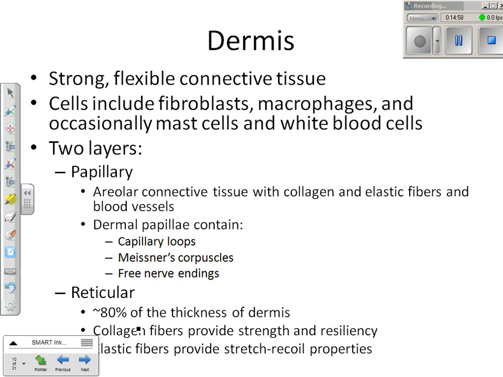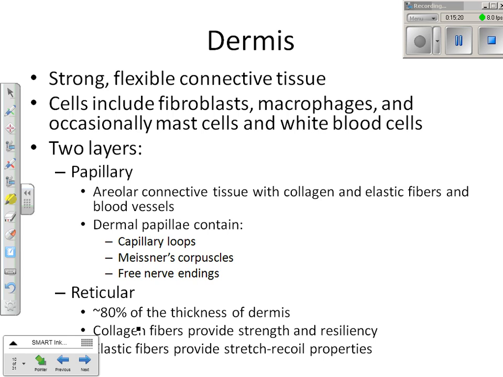Thinking back to your tissues, if you'll recall, we can identify areolar connective tissue because it has very visible fibers, and all types of fibers. You can see very easily the elastic fibers and the much thicker collagen fibers in this particular type of connective tissue. Also, you can see the blood vessels coming through.